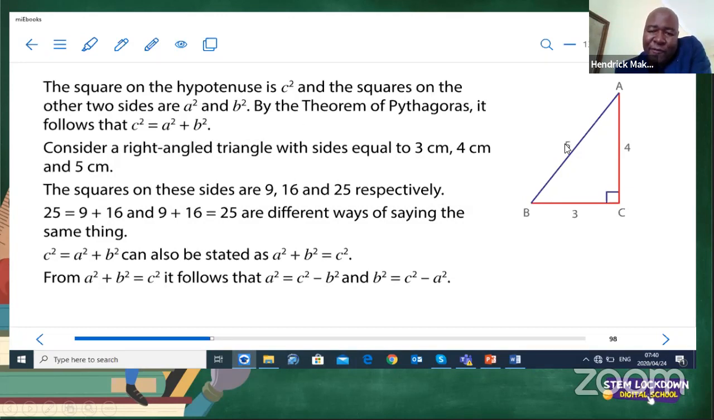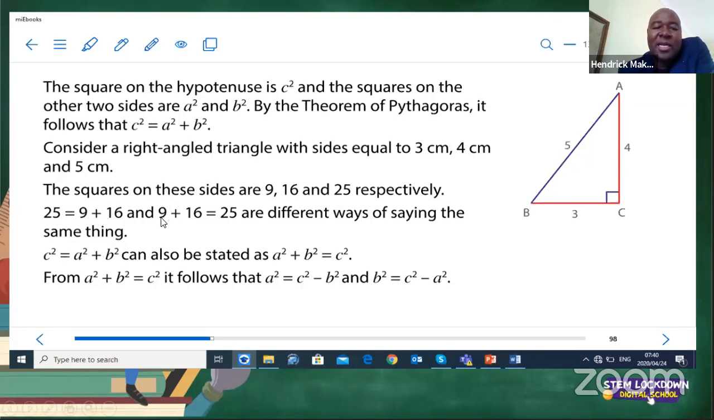And c, remember, is 5. That's the side that is opposite angle C. And you'll say 5 squared is equal to 3 squared, because a is 3, plus 4 squared, because b is 4. Then you'll see that c squared, which is 5 squared, gives you 25. And a squared, which is 3 squared, is 9, and 4 squared is 16. And of course, if you add these two together, they give you 25.